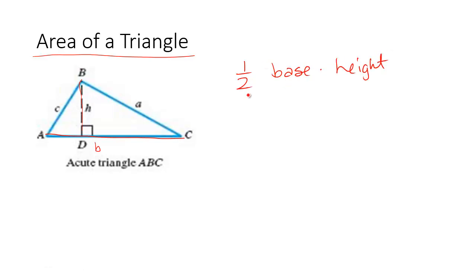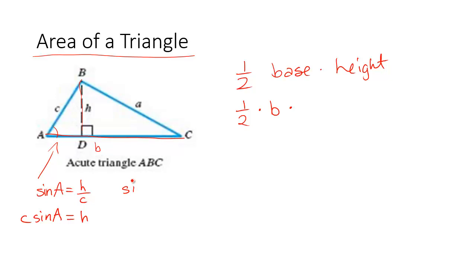But what's our base? In this case, our base is b, but h is not always given. So what if h is not given? Well, sine of A is equal to h over c, meaning h is equal to c sine A. That's one way of looking at it.